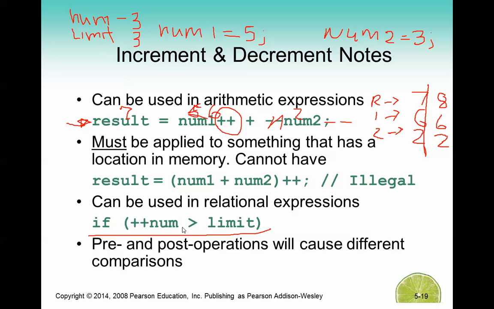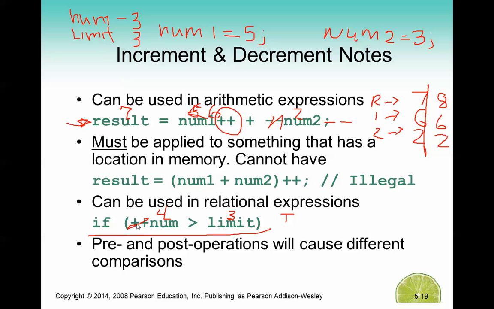Num is a 3. Limit is a 3. And we're comparing them. But do I have here a pre or a post? Pre. That means I add first, right? And I use the new value. So 3 plus 1 is 4. So I'm going to have here 4. Is it greater than a 3? And the result is going to be true.